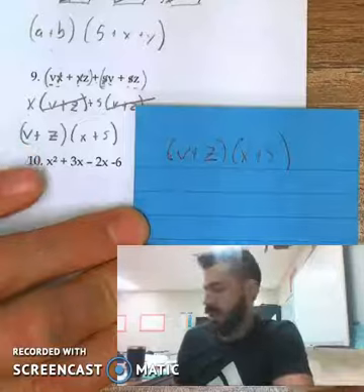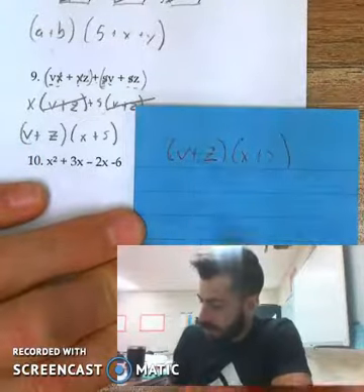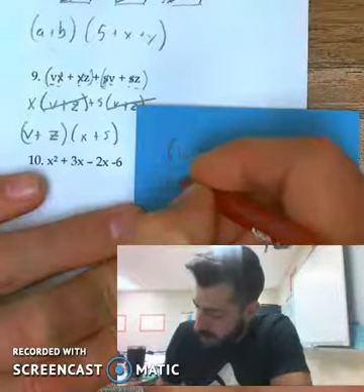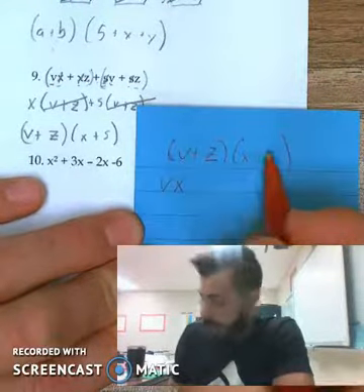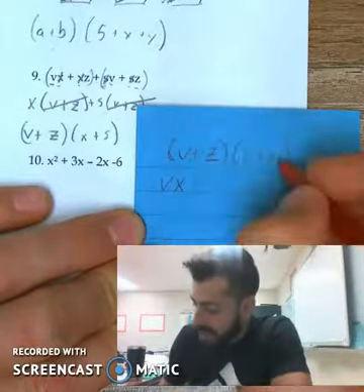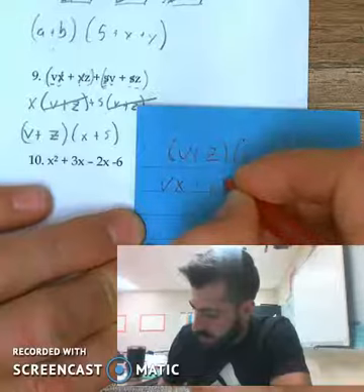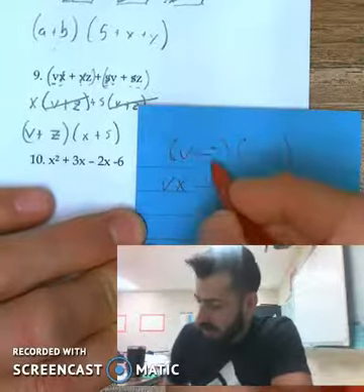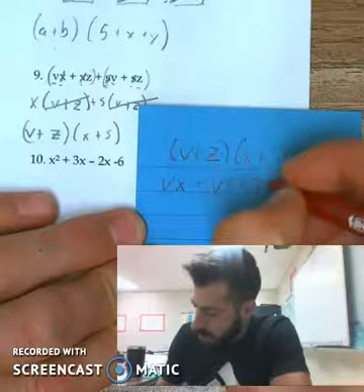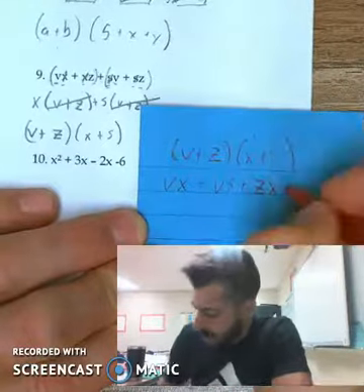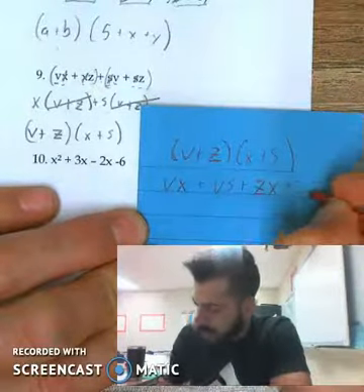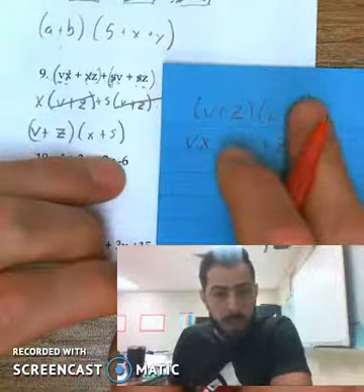I'm a FOIL guy, tried and true, so multiply our first two in each binomial. V times x is Vx. Then our outside, V times s is Vs. And then inside z times x is Zx or Xz. And then last z times s is Zs. And we compare that to what we started with.